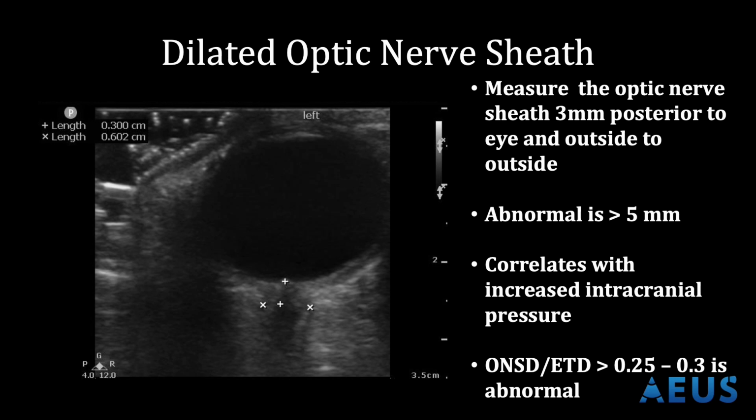Additionally, the optic nerve sheath diameter can be compared to the eyeball transverse diameter, and this ratio has the potential to be more accurate given it takes into account individual differences in anatomy, with studies showing that 0.25 is a normal optic nerve sheath diameter divided by the transverse diameter of the eye.